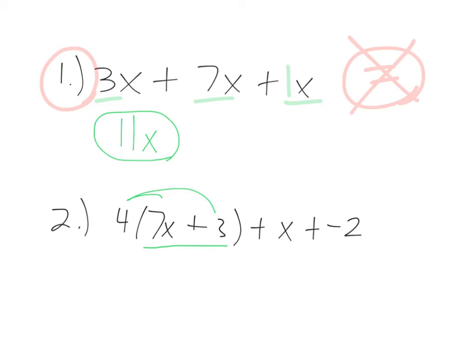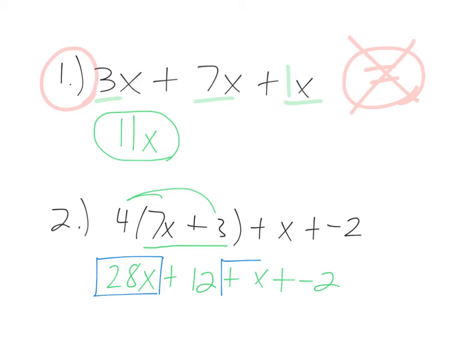There's no exponent, so the next thing is multiplication. So you're distributing that 4 inside the parentheses. So 4 times 7x, that's 28x. And 4 times 3 is a positive 12. Then we have a plus x and a plus a negative 2. Well, this is a little bit more challenging. We have two different types of like terms here. We have 28x and a positive 1x. That's one pair of like terms. Then we have a positive 12 and a negative 2.